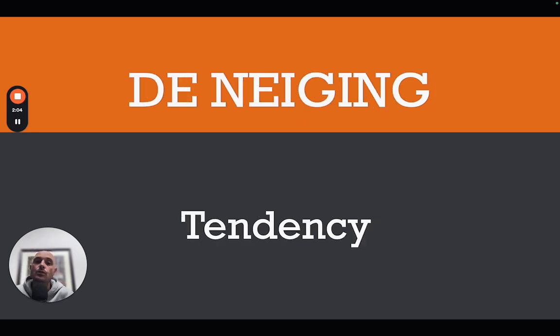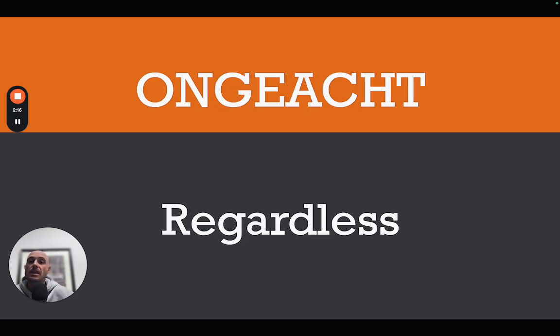We continue with the next one, and de neiging is a tendency, right? Or the tendency. As you can see, the article de is going with neiging, tendency. We continue with the next one, and the next one is ongeacht. That is regardless. Ongeacht de gevolgen, so regardless the consequences, and so on. Alright, so you can use it in this kind of way.